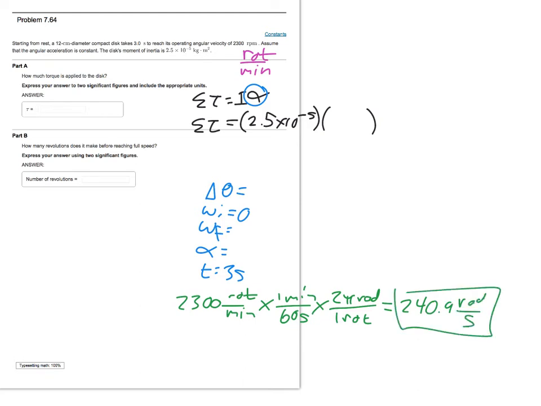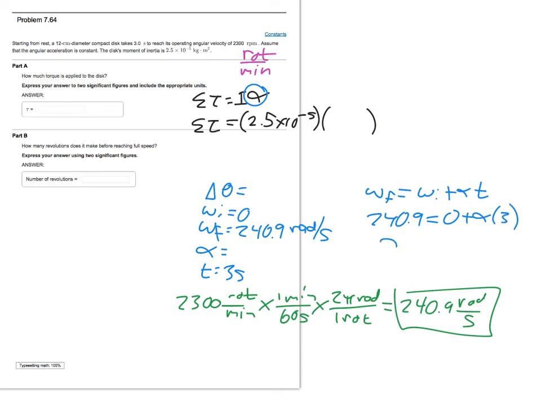So I can substitute that in here for my final angular speed. And then I can get my angular acceleration. So I'm going to use omega final equals omega initial plus alpha t. So 240.9 equals 0 plus my angular acceleration times 3. So I get an angular acceleration here of 80.29 radians per second squared.